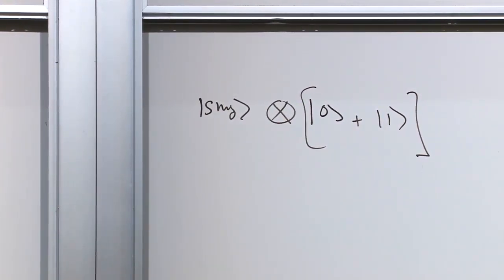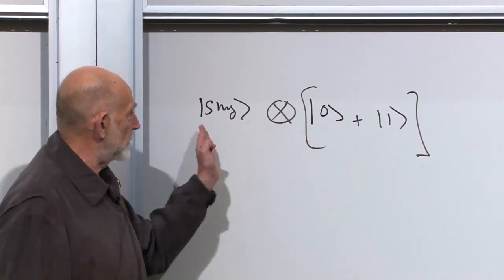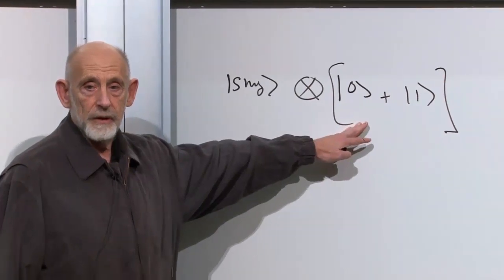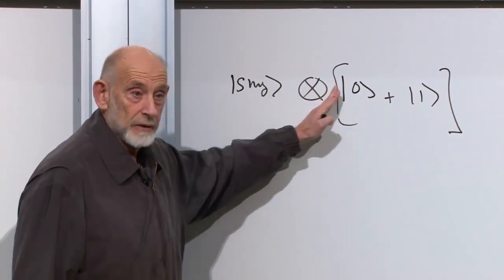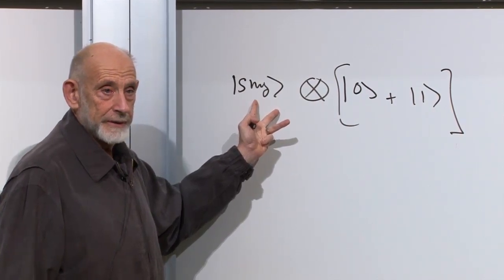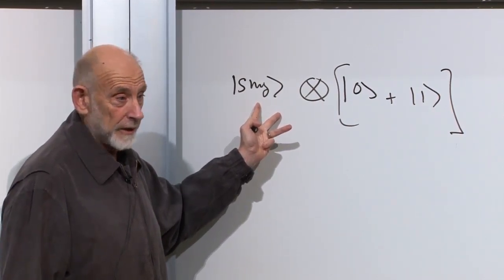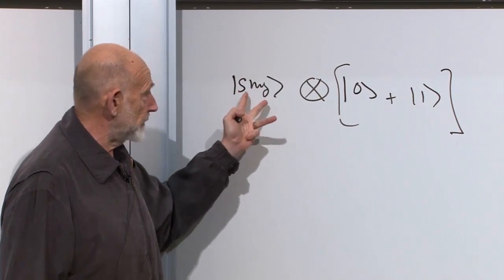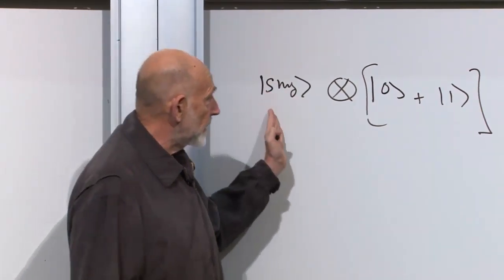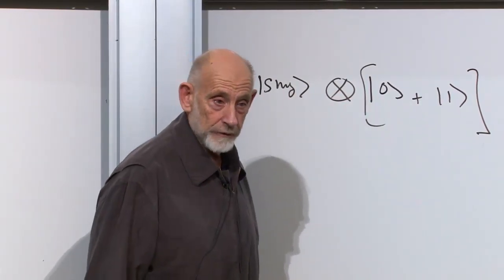This state now, are the electrons entangled with the radiation field? No, because it's a pure product. But are the electrons entangled with each other? Yeah, because it's a singlet state. Only the singlet state appears here, and the singlet state is an entangled state. So the electrons are entangled with each other, but they're not entangled with the radiation field.